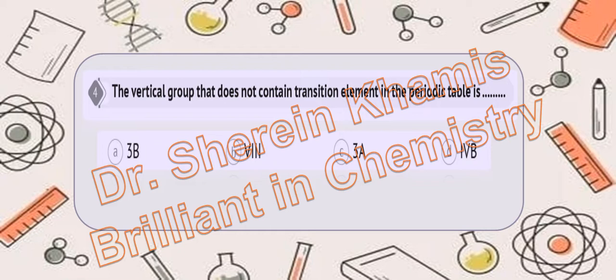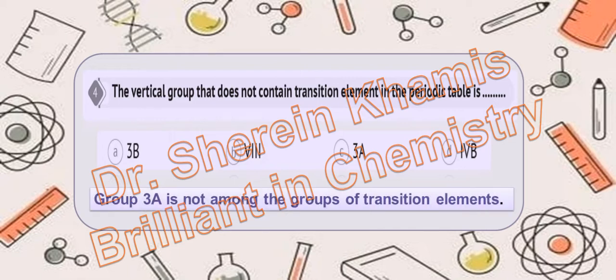Okay, so we have choice A from the transition elements, B and D, but the one that is not a transition element is the one on the right side of the table, which makes it a representative element. We have group 3A, not among the groups of transition elements, so the right answer here will be letter C. Okay, let's go to question 5.